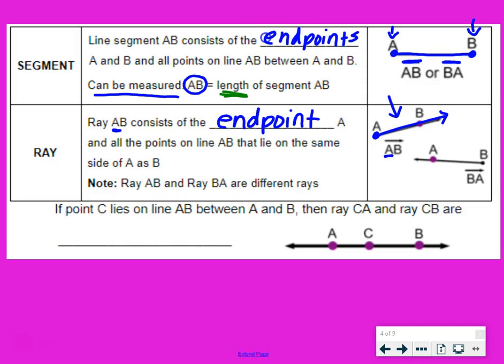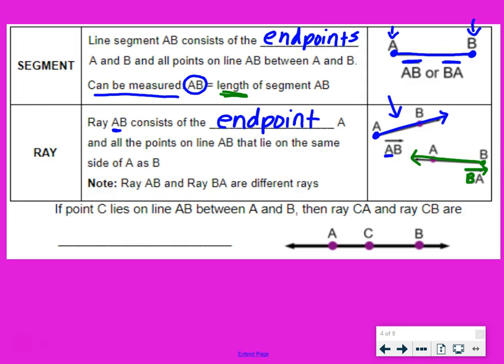You always put the endpoint first for the letter, and then the second point that is on the side of the arrow. So like over here, the endpoint is B, so B goes first, and then it goes in the direction of A. So we put A after and draw the ray on top.